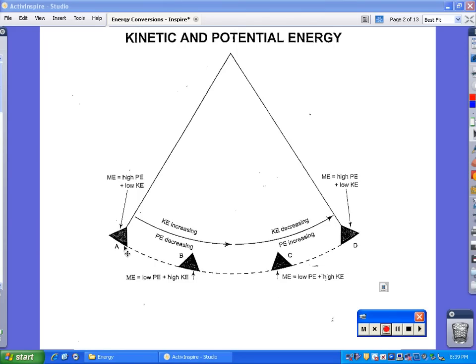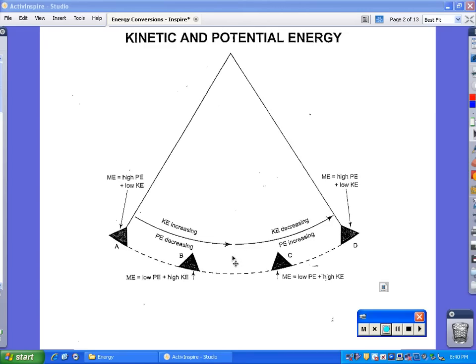You have mostly PE here because it's far off the ground, and as it comes up here and stops, it's going to have mostly PE, and then it's going to start to go the other way, and you'll have kinetic energy increasing. Why is kinetic energy increasing? Because the motion is moving, and as it gets pulled down by gravity, it's going to go faster, and therefore it will have more kinetic energy. The PE is decreasing because the KE is increasing. If one goes up, the other goes down.